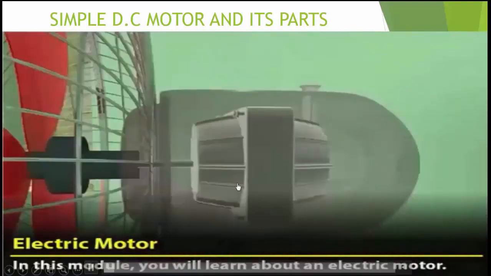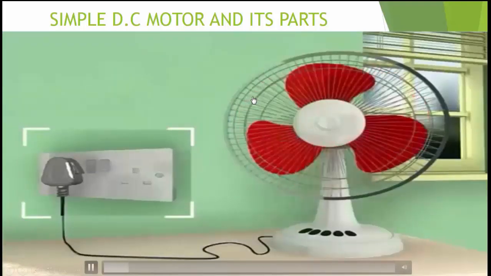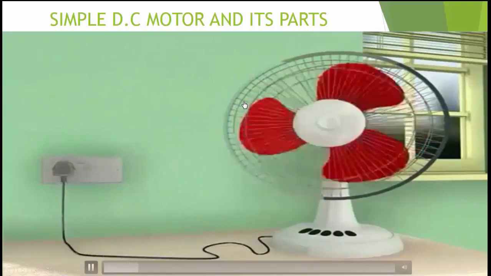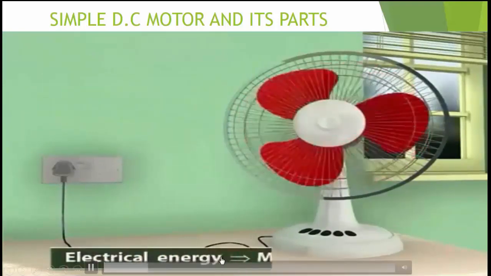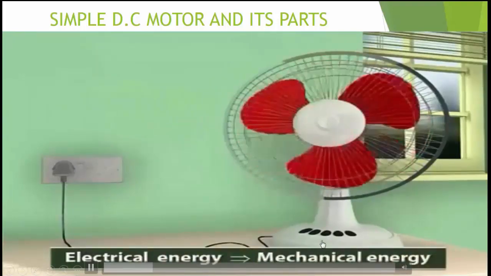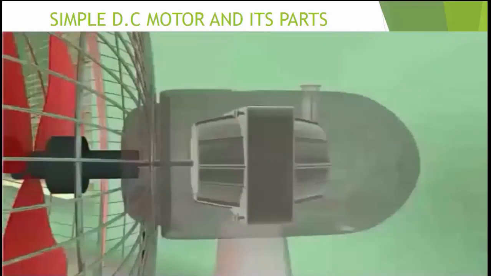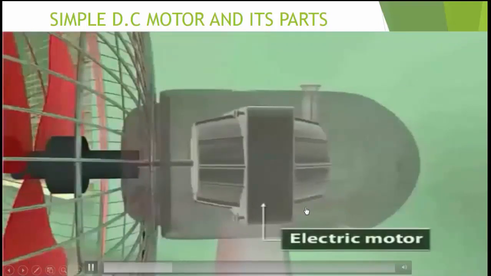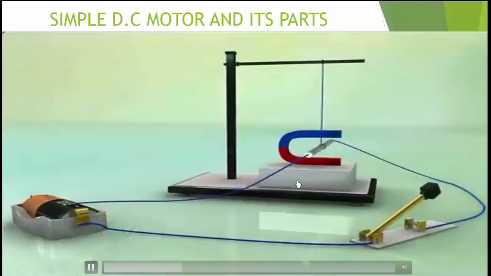As soon as the fan starts rotating, electrical energy converts into mechanical energy, and this happens due to the motor which is present on the back side of the fan. Here it is showing us electrical energy being converted to mechanical energy, and that is due to this motor at the back side. This is the electrical motor. We will be studying the simplified electrical motor.